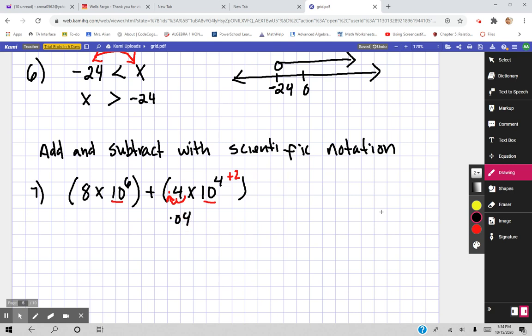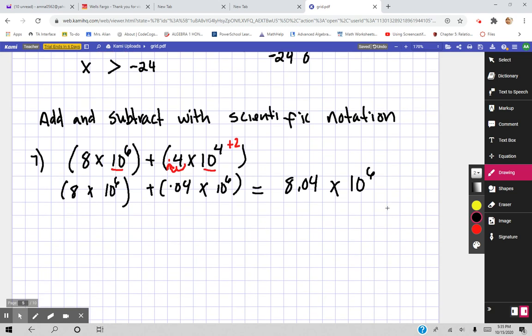So it's going to be 0.04 times 10 to the 6th plus 8 times 10 to the 6th. Now we're ready to add. So 8 plus 0.04 is 8.04 times, keep your common power. That's it. Okay, you try one.